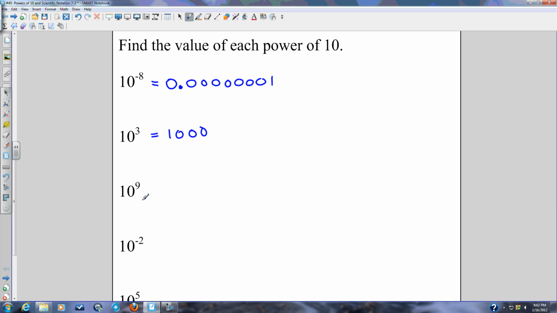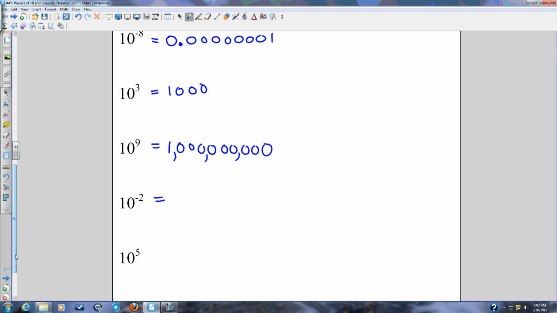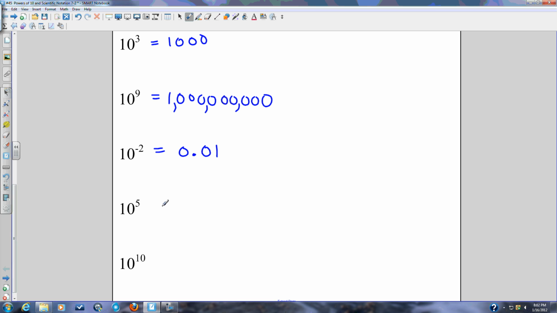10 to the 9 means we are going to have 1 followed by 1, 2, 3, 4, 5, 6, 7, 8, 9 zeros, which gives us 1 billion. 10 to the negative 2. That means we're going to have 2 decimal places, so we have 0 and our decimal point, and so that's 0 and a 1, so 0.01. 10 to the 5th, 1 followed by 5 zeros, so we have 100,000.